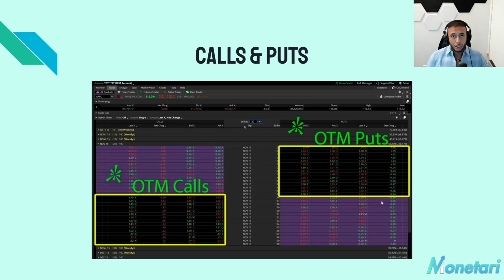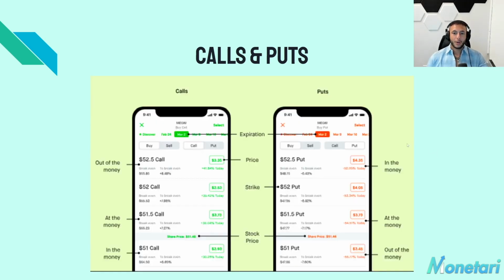All you really need to know here is that the ones shaded in black, the out of the money calls and puts, are going to be the ones that are cheaper to buy and a lot higher risk, whereas the ones in purple are going to be much more expensive but at a lot less risk. So that's what I want you to pull from that.